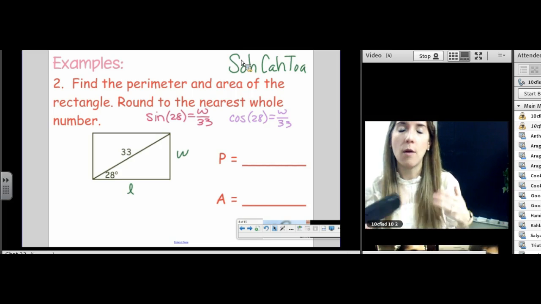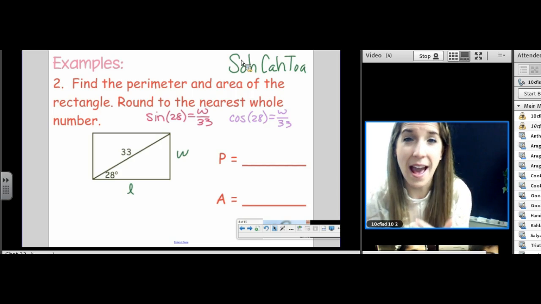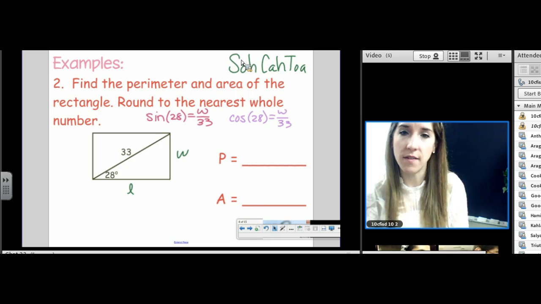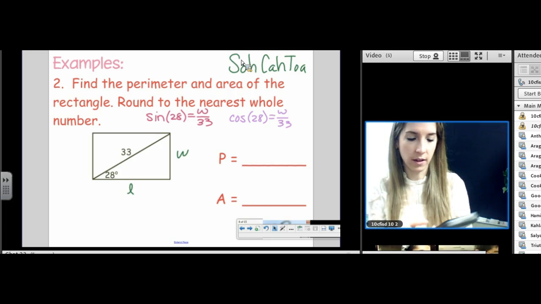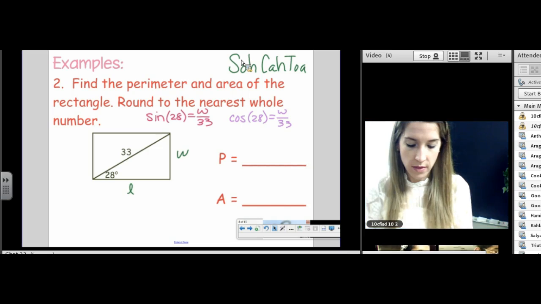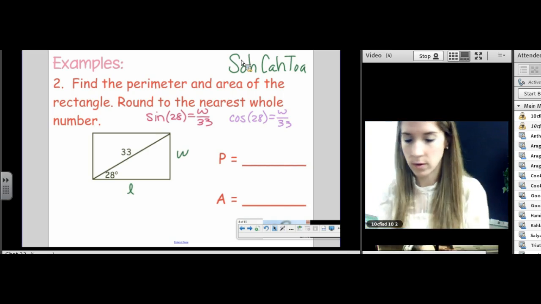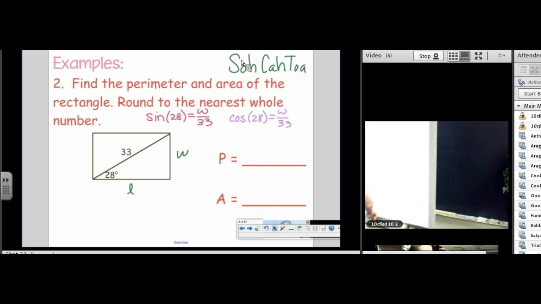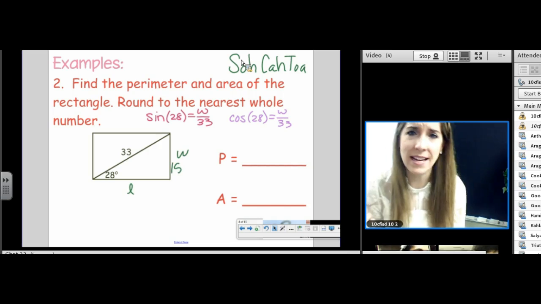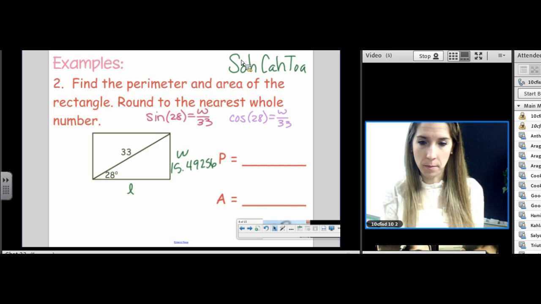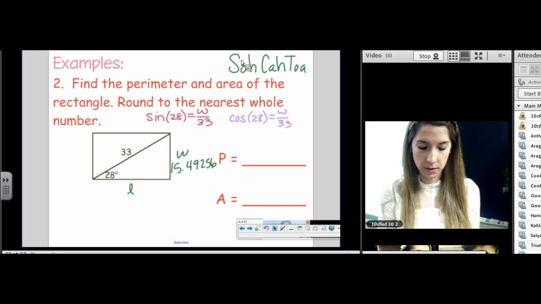Now, remember, we love our answers to be as exact as possible. So I'm not going to round as I go. I'm going to round at the very end. So in my calculator, I'm going to make sure it's in degree mode. Yep. Then I'm going to do 33 sine 28. And I get a decimal. If you want to, you can just keep many, many decimal places, or you can just store it in your calculator. Now I'm going to find the other one, 33 cosine 28.